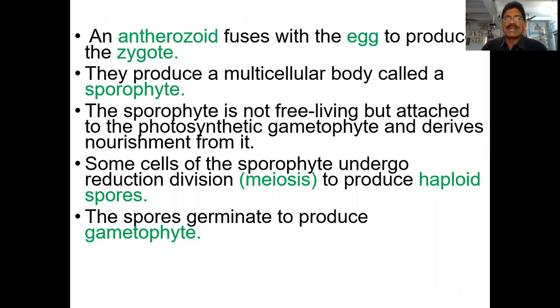The zygote is a diploid cell. It produces a multicellular body called the sporophyte. The sporophyte is not free living but is attached to the photosynthetic gametophyte and derives nourishment from it. Some cells of the sporophyte undergo reduction division to produce haploid spores, because the spores have a single set of chromosomes. The spores germinate to produce the gametophyte.